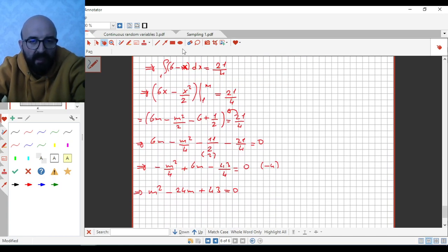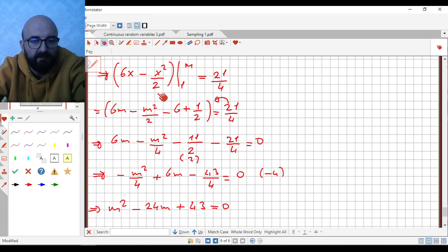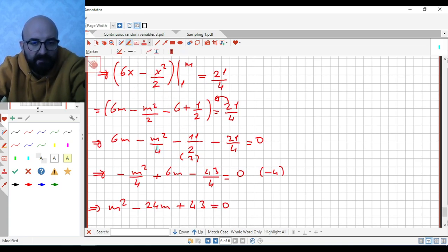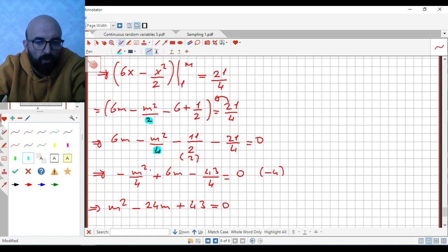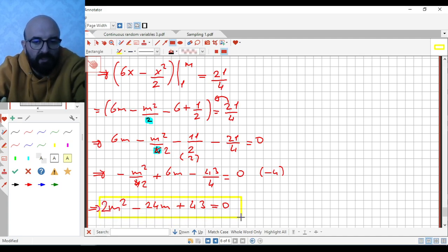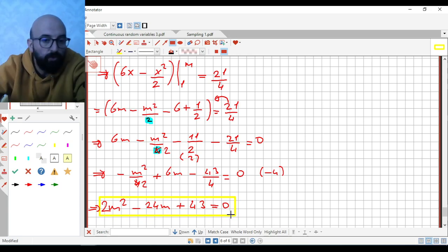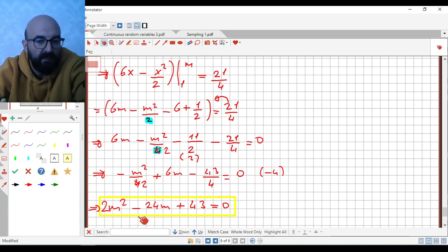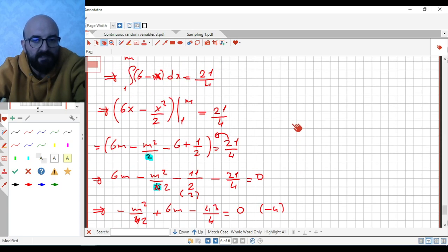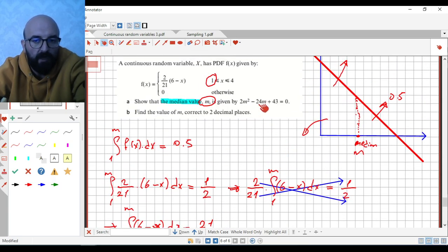Okay, now I could find my mistake. This is 2, but I have written 4, so it's 2 and 2 and 2. Now our equation is 2m square minus 24m plus 43 equals 0.